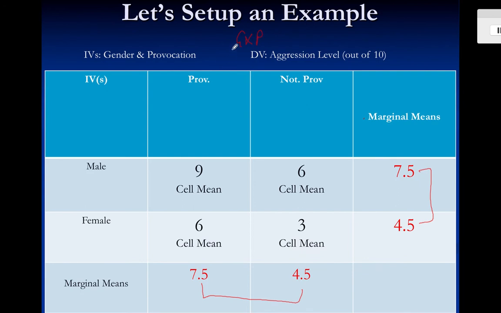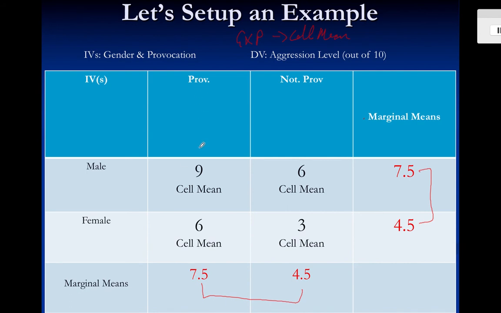How am I going to test for this? For gender and provocation, the combination of my independent variables, rather than using my marginal means, I'm going to use my cell means. So in other words, rather than looking on the margins of my table, I now want to concentrate here on the middle portion of my table, looking at the numbers that exist within the cells.